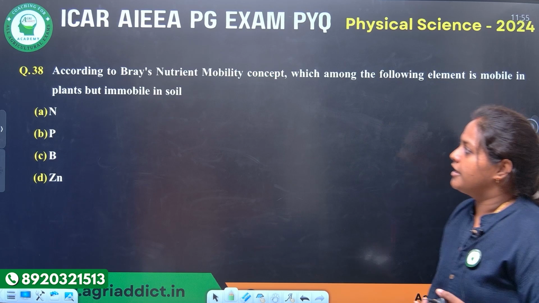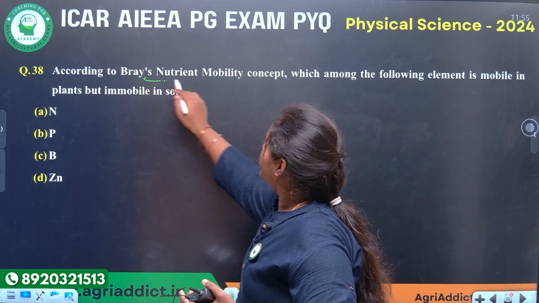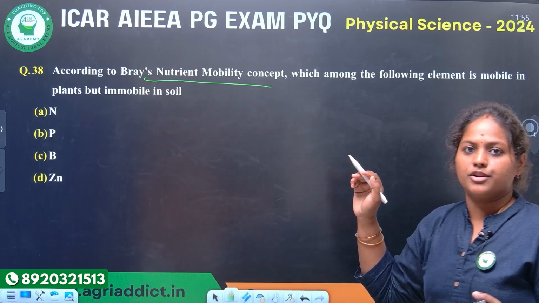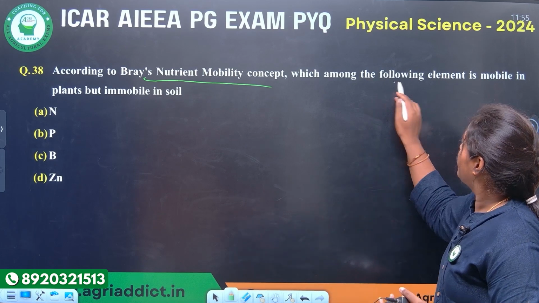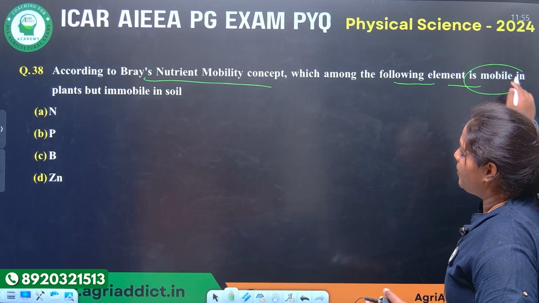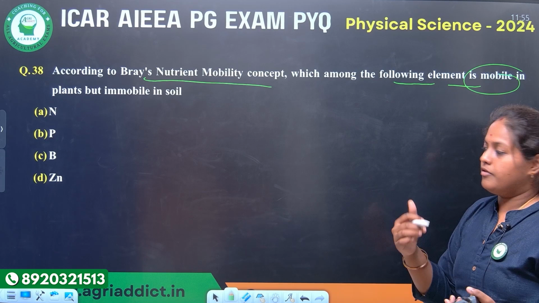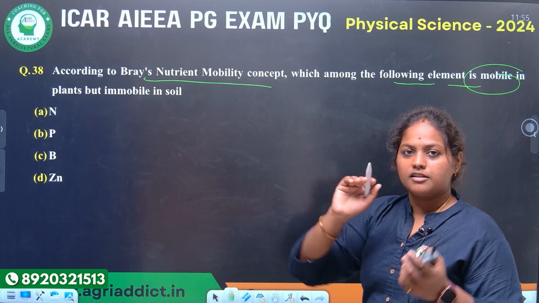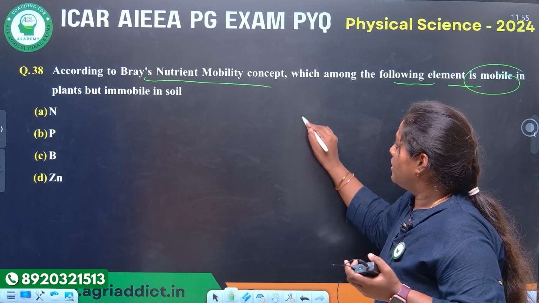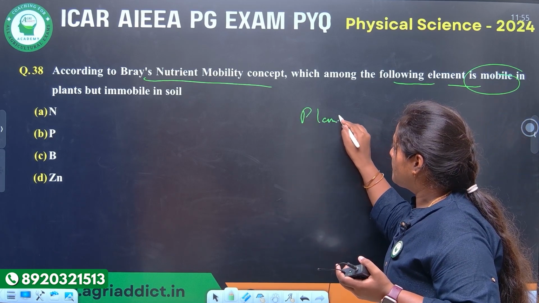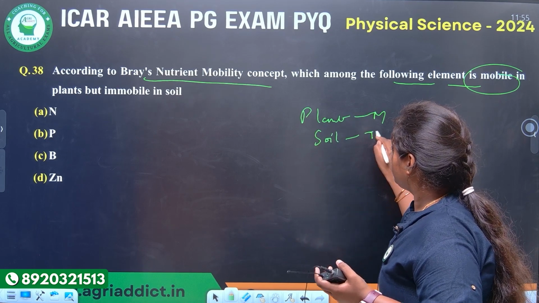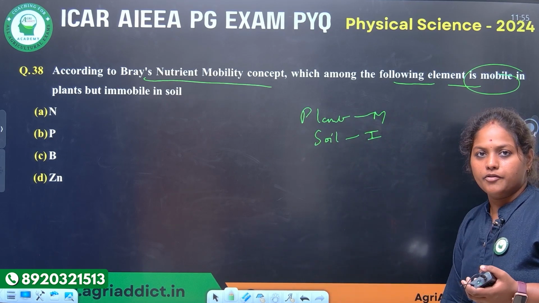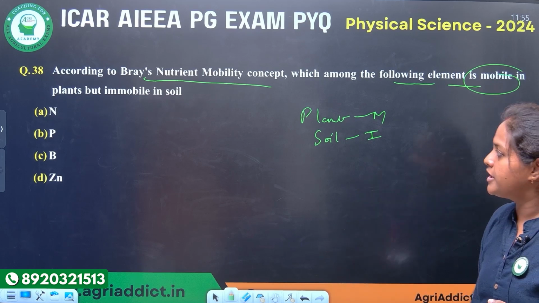Question number 38. According to Bray's nutrient mobility concept, again another question from mineral nutrition. Which among the following elements is mobile in plants but immobile in soil? Carefully read this question. They are asking for an element which is plant mobile and soil immobile. What is the type of element that has this feature?